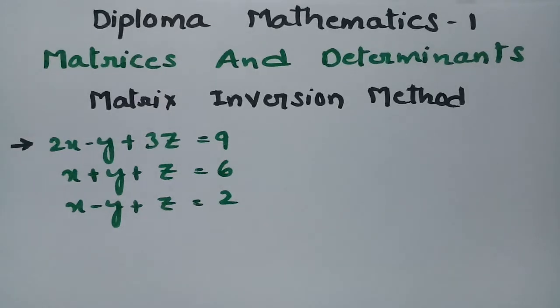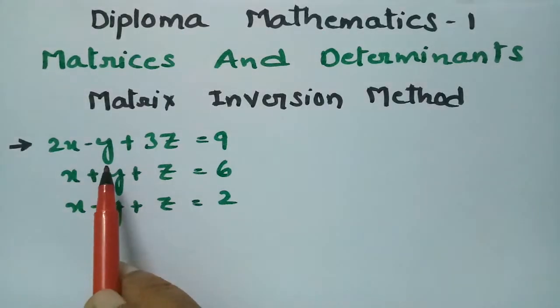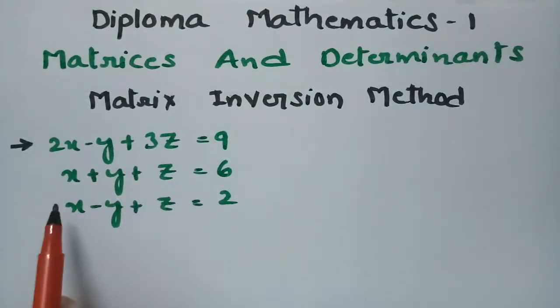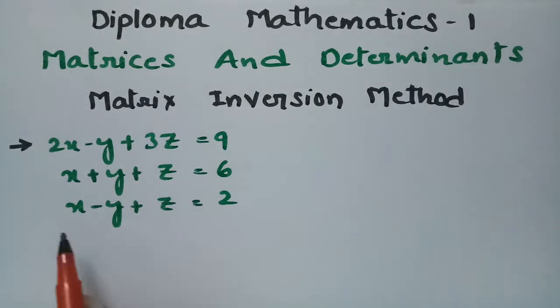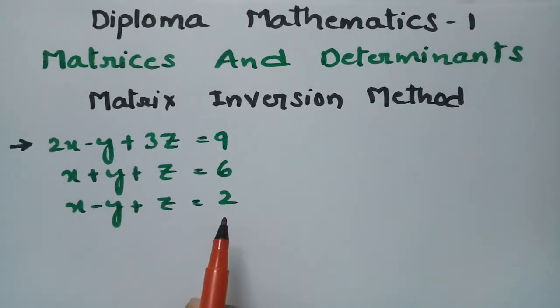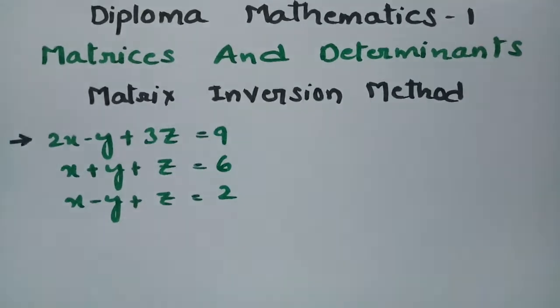In today's video, I am going to solve a problem on the matrix inversion method. This topic is from matrices and determinants, and it is related to Diploma Mathematics 1. Here is the problem: we have to solve 2x minus y plus 3z is equal to 9, x plus y plus z is equal to 6, and x minus y plus z is equal to 2 using the matrix inversion method.